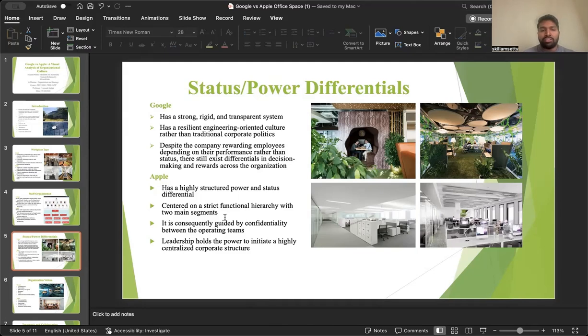Coming to Apple, it has a highly structured power and status differential centered on a strict functional hierarchy with two main segments. It is consequently guided by confidentiality between the operating teams. Leadership holds the power to initiate a highly centralized corporate structure.